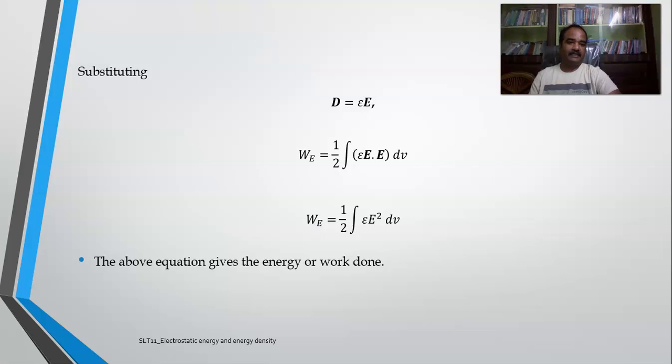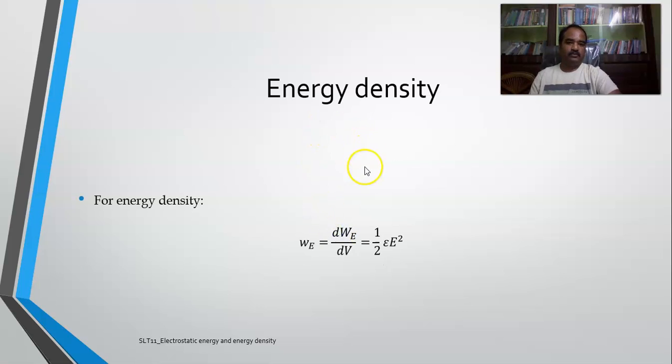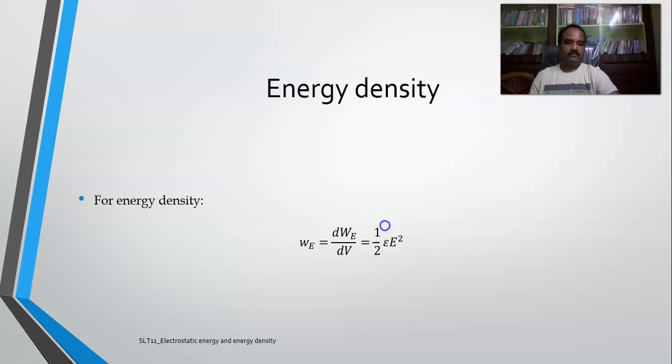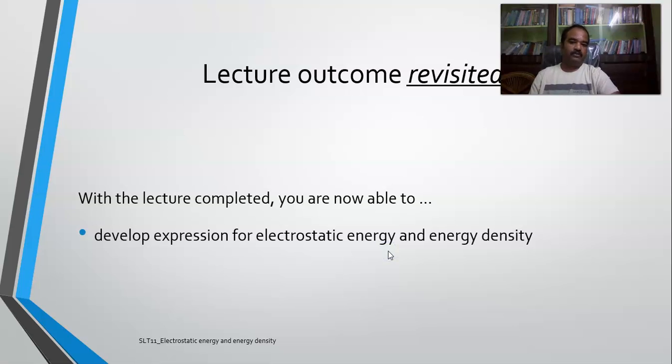If you want the electrostatic energy density, you need to differentiate with respect to volume. So the energy per unit volume is given by dWe by dv. We already know dWe from this equation. If I differentiate it with respect to volume, this is my expression, which is called the electrostatic energy density. I hope you are now able to develop expressions for electrostatic energy and energy density.